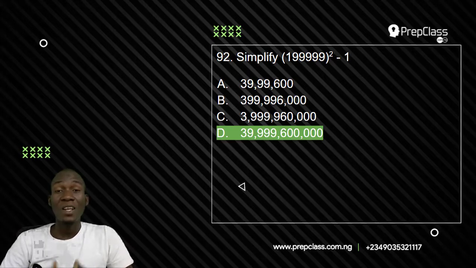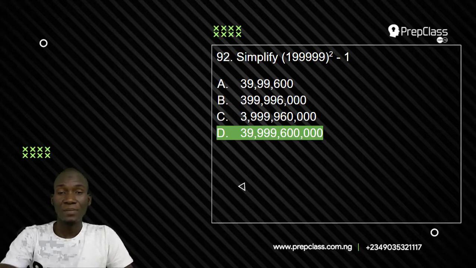So that is how easy it is to solve that question. If you start by saying, oh, let me multiply 199,999 by itself, it's going to take you a whole lot of time, and you don't have such a time to waste. So following that simple trick, you are going to get your answer. So we move to the next question, question number 93.